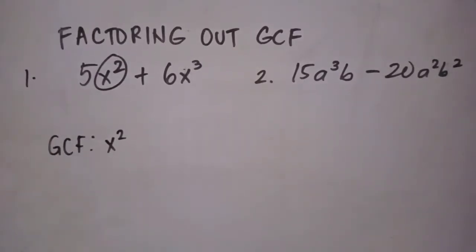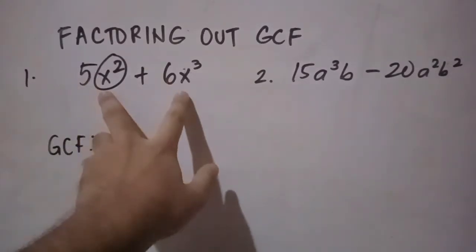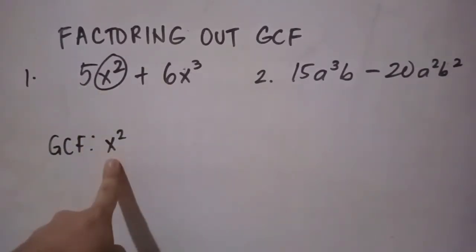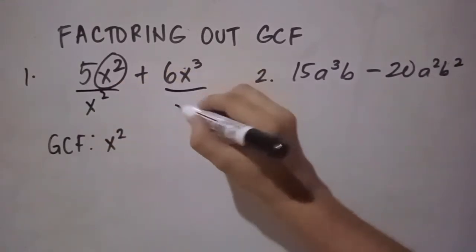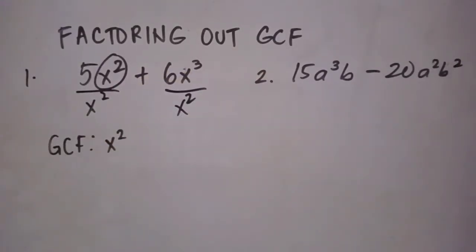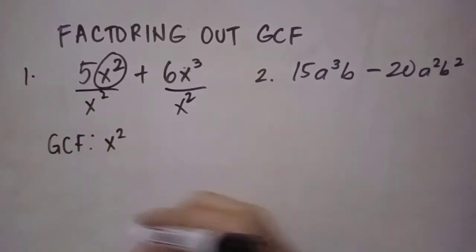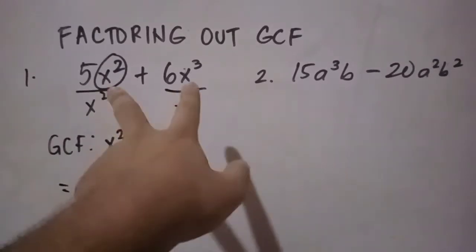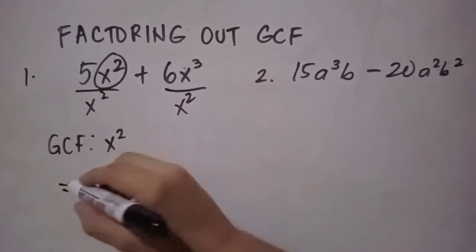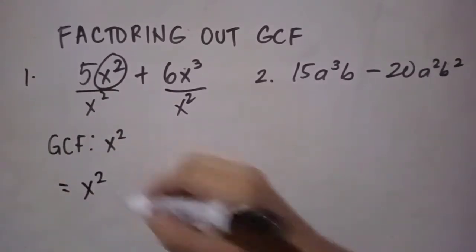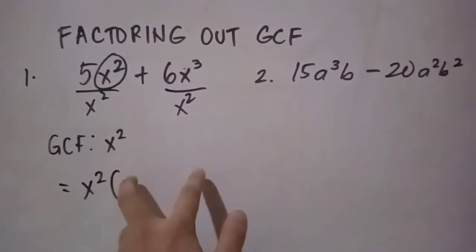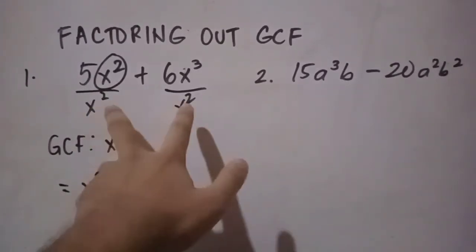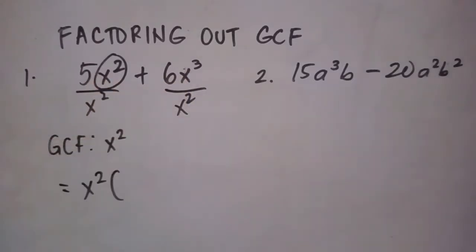So, what is the next step? So, ang next step dyan is, i-divide mo lahat ng terms sa GCF. Okay? So, that is, i-divide mo to sa x squared. I-divide mo to sa x squared. So, to express this into factored form, isulat mo muna yung GCF, which is x squared. Diba? Tapos, yung isa pang factor, yan yung result sa pag-divide nito sa GCF.